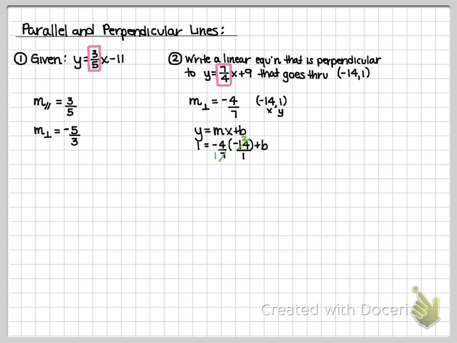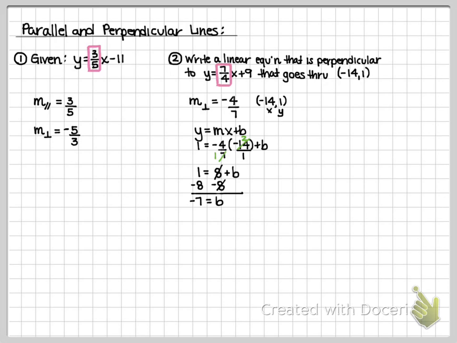So I still have my 1 on the other side. I'm going to go ahead and multiply. It looks like I have a -4 on top times a -2, which is going to be a +8. And then I have a 1 times 1 on the bottom, which is just 1, and I don't need to write that. And then let's go ahead and solve for b. So I'm going to subtract 8 from each side. Those are going to cancel. Then it looks like b is going to be equal to -7.